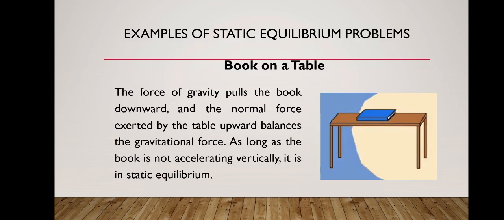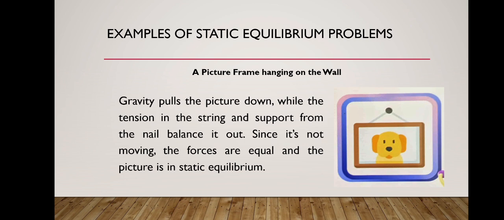And examples of static equilibrium problems: a book resting on a table is in static equilibrium. The weight of the book pushes down, but the table pushes back up with an equal normal force. Another one is a picture frame hanging on the wall. Gravity pulls it down, but the tension in the string and the nail support balance it out, keeping it still. So why don't these objects move even though gravity is acting on them? It's because other forces, like the normal force or tension, balance gravity perfectly.